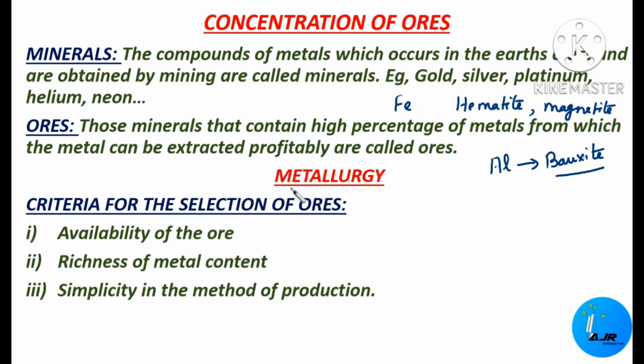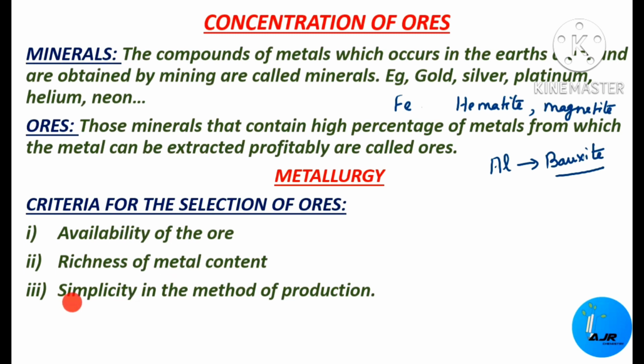For this extraction, some important factors should be taken into account for the selection of ores from which we are going to obtain the metal profitably. The criteria are, first, the availability of the ore. We should check whether this ore is present in that particular area in a good quantity. Next, richness of the metal content. We should check whether the ore has a high percentage of the particular metal to be extracted.